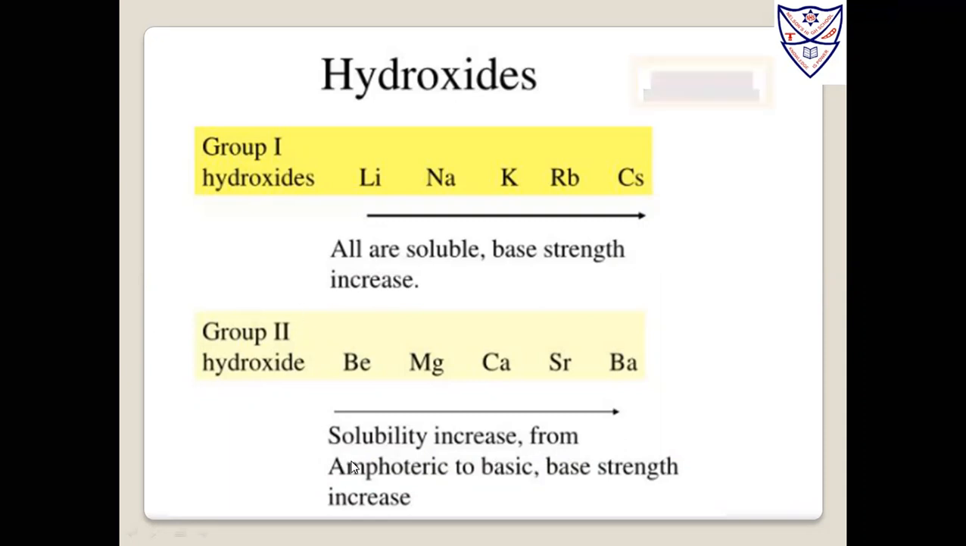What is the meaning of amphoteric? Amphoteric means that the element reacts with both acidic as well as basic. That means it's amphoteric. Base strength increases, which means more basicity is there.